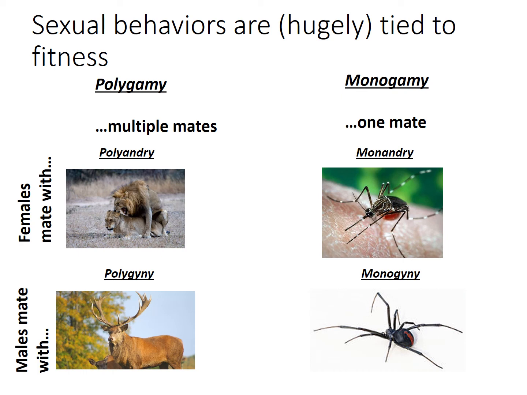So to be clear here, these terms only describe one sex's behavior. So polyandry and monandry only describe the female's behavior. It doesn't describe what the males are doing. In the case of lions, these male lions would also be polygamous or polygynous. In the case of the females, the males are also going to be polygynous. They are not going to be monogynous. So polyandry and monandry refer to females, polygyny and monogeny refer to males.